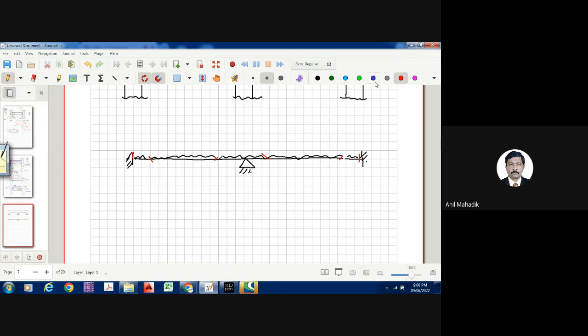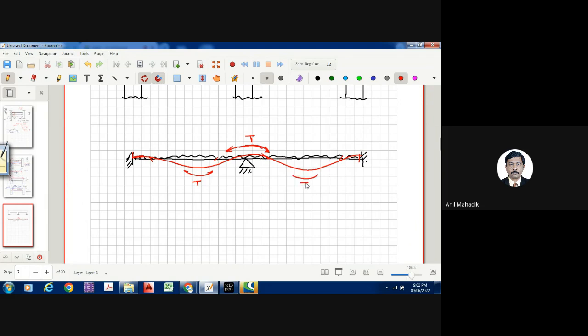But if you see it physically through your eyes, then your deflected shape will have curvature like this. Concave or convex, name doesn't matter. If this is the curvature, this is the curvature. Yes or no? Yes, sir. As this is a curvature, there is a tension at the top. As there is a curvature like this, there is a tension at the bottom.